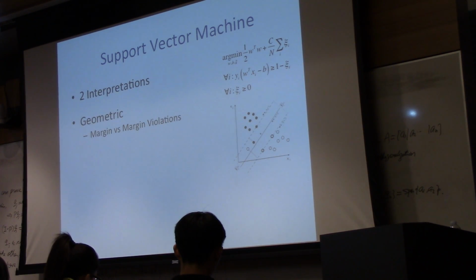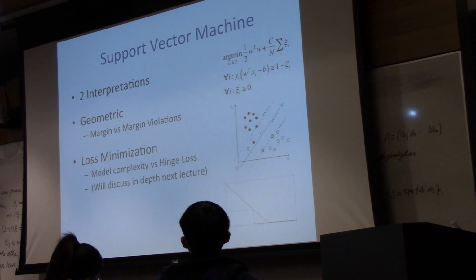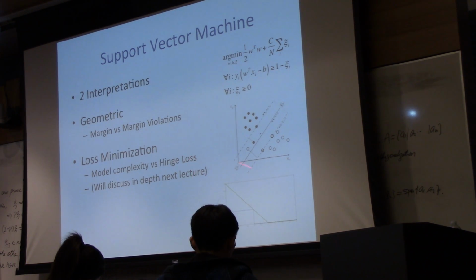So the first interpretation is geometric. It's a trade-off between the size of the margin and the amount of margin violations. The second interpretation is that we're doing standard loss minimization, as we've been talking about for lectures now. That's a measure of model complexity, as measured by the two-norm of the parameter vector, versus the hinge loss. And again, these two interpretations are equivalent.